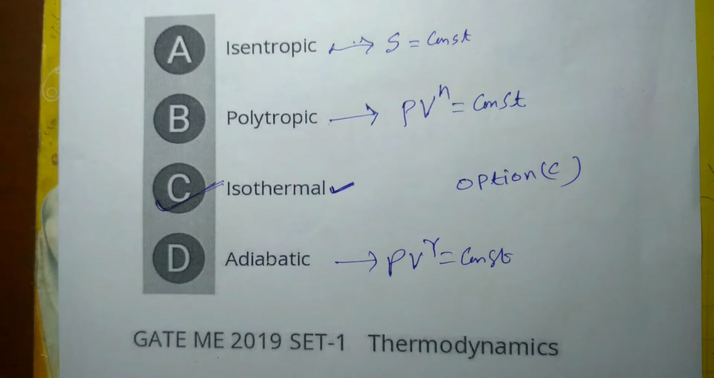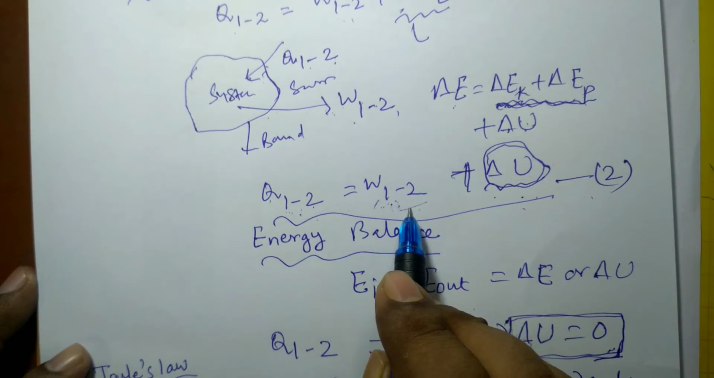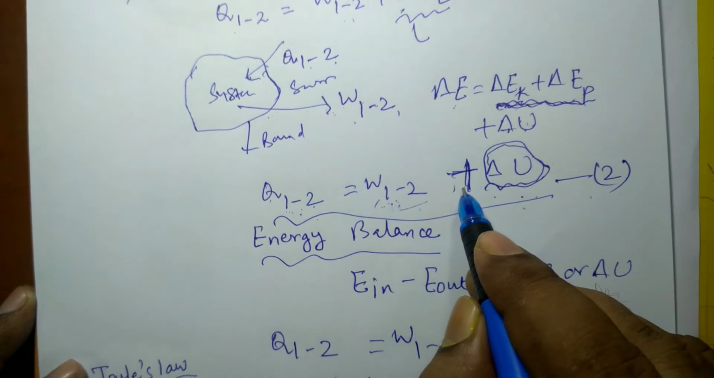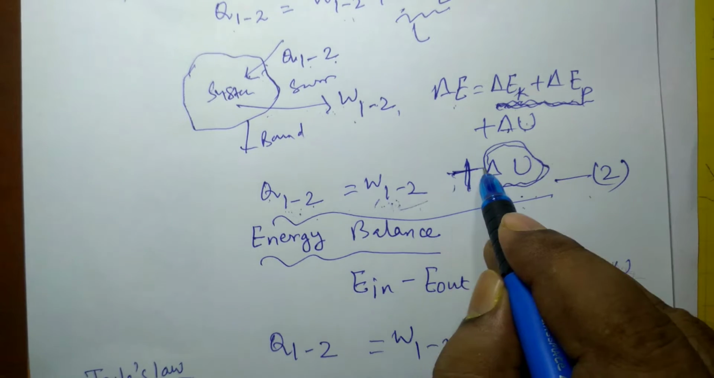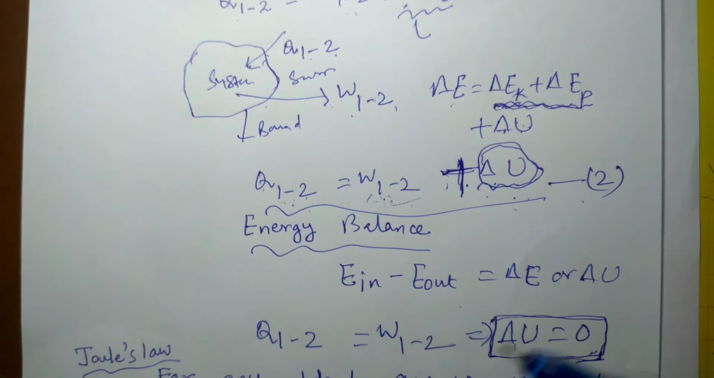Any system when undergoes isothermal process means its temperature remains constant, and especially for ideal gas, temperature remains constant means its molecular internal energy also constant, so that delta U is equal to 0, so that first law equation for a closed system, this equation is actually Q12 is equal to W12 plus delta U, the first law equation for a closed system undergoing any process.